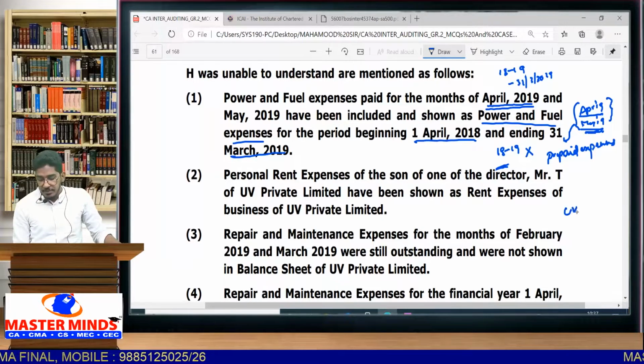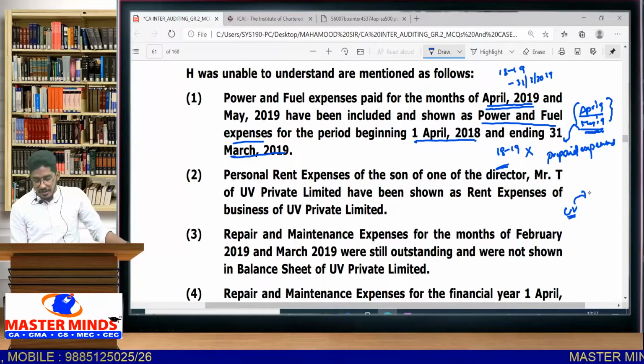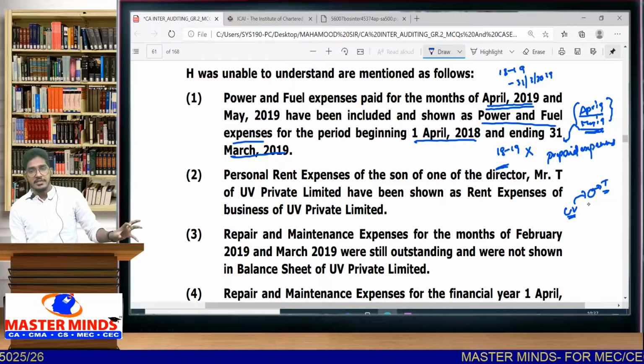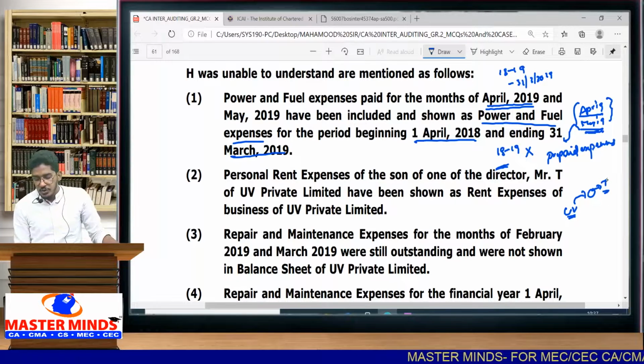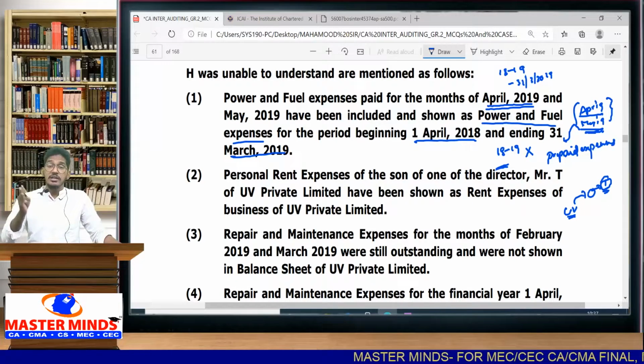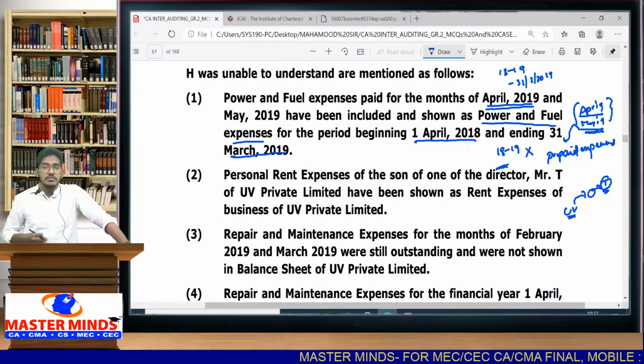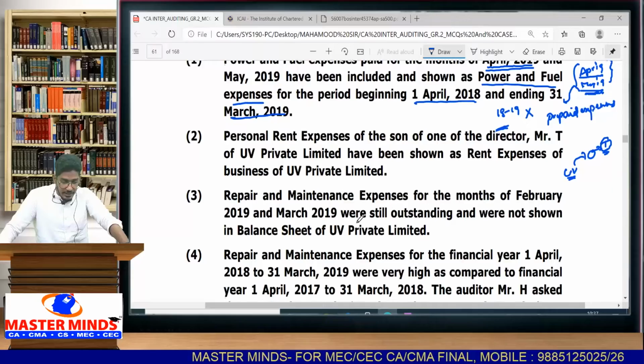So this company, UV Private Limited, has so many directors. One of the directors' son is staying in some flat and has some rental expenses. Now the company is showing this rental expense of the son of the director as a business expense of the company. Can they show it? No, they cannot show it. So let us see that also.